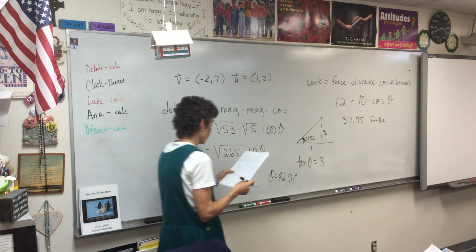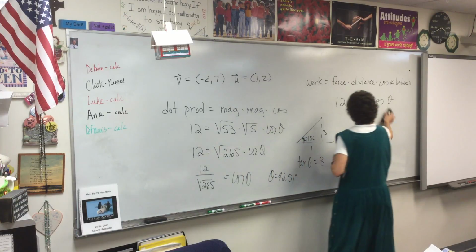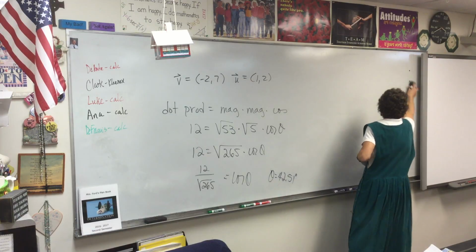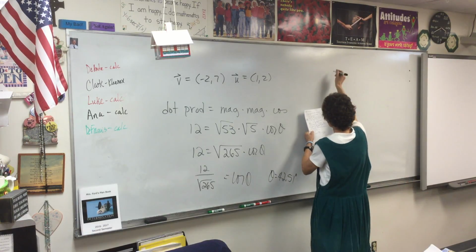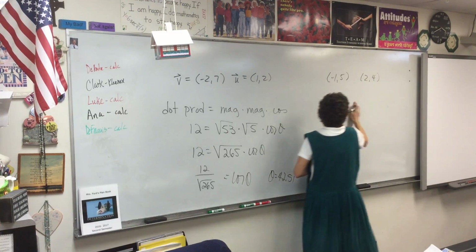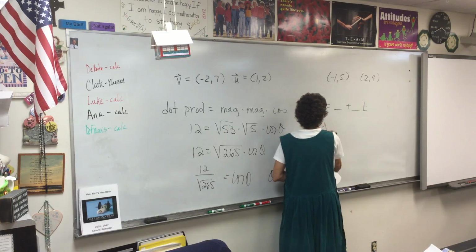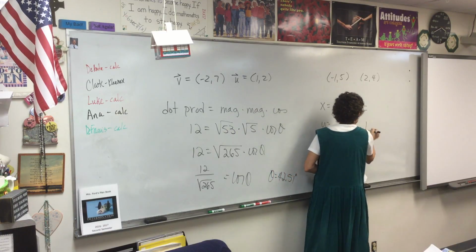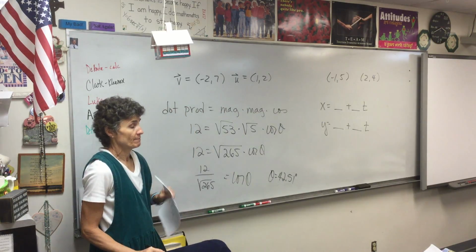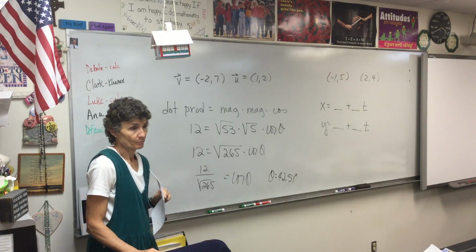Number 10. Write the parametric equations for the line through these 2 points. All right, we did this already today. We know how to do this. Write the parametric equations through 1, 5, and 2, 4. So we know that our equations are going to look like this, right? These are parametric equations of a line. So they're going to look like that. You need to fill in the blanks.